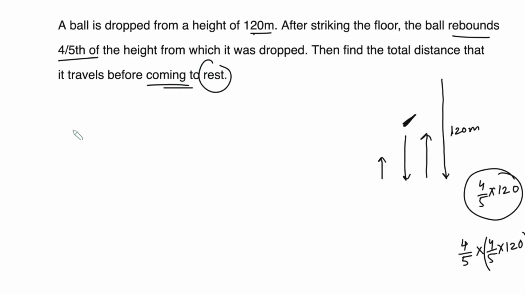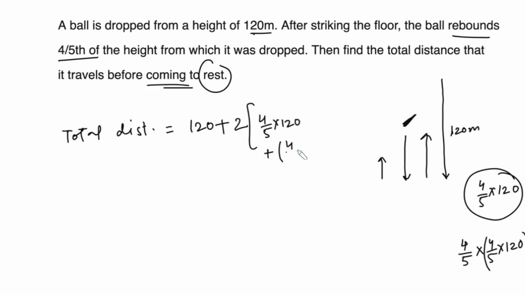So we can say that the total distance covered is equal to 120 plus 2 times 4 over 5 times 120 plus 4 over 5 square times 120 plus 4 over 5 cube times 120 and so on up to infinity.